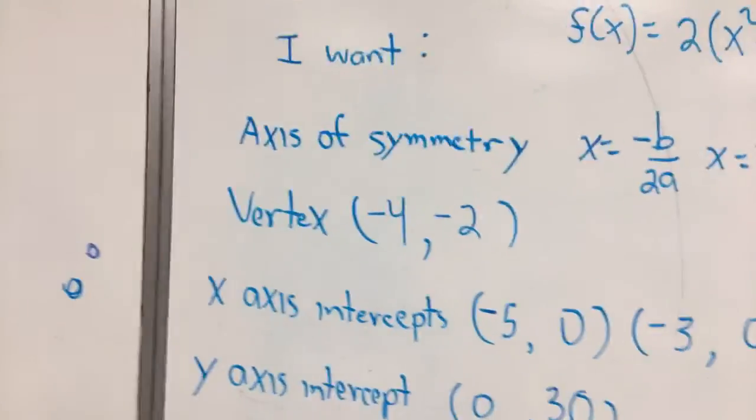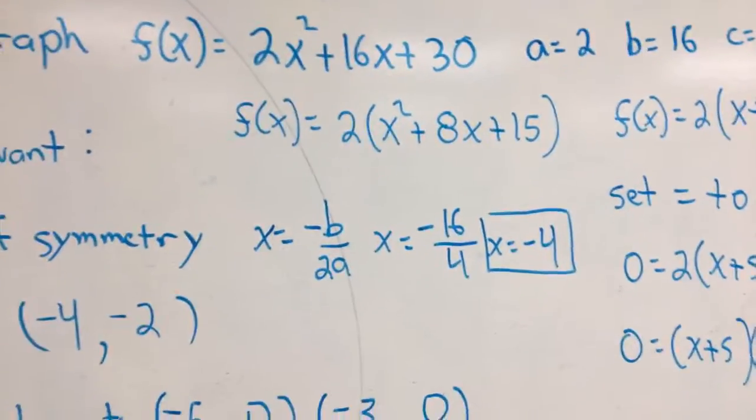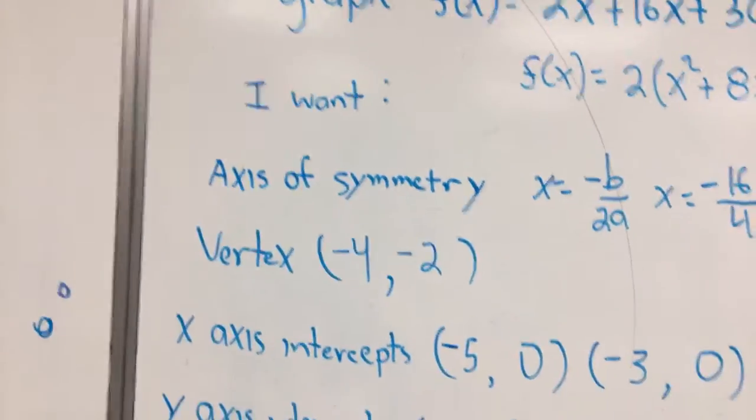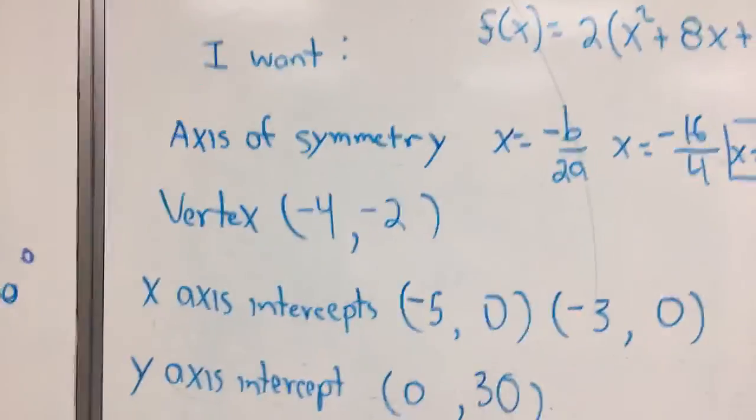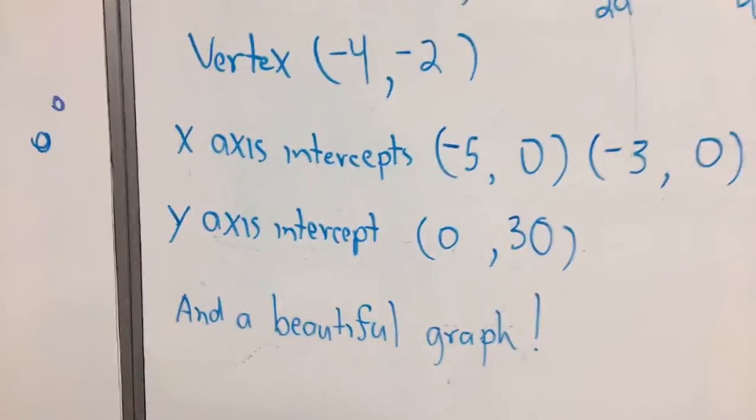And I want to see this information clearly stated. Clearly stated. I want to see an axis of symmetry. I want to see a vertex. I want to see x-axis intercepts. I want to see a y-axis intercept. And of course, I want to see a beautiful graph.